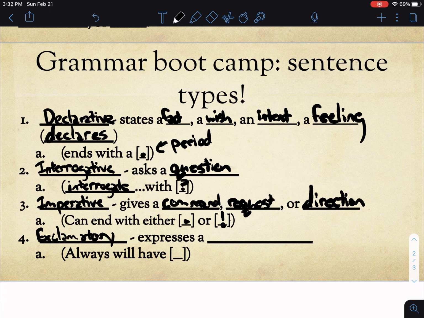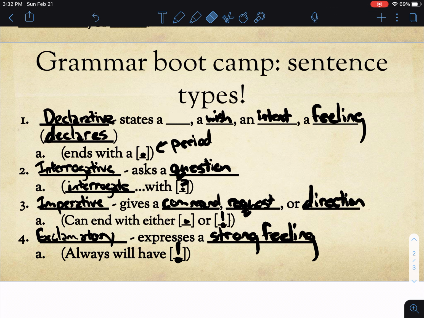However, with exclamatory sentences, you are exclaiming. You're saying a strong feeling. And this one also will have an exclamation point, but this one you're really showing that feeling. So those are the 4 different types of sentences.